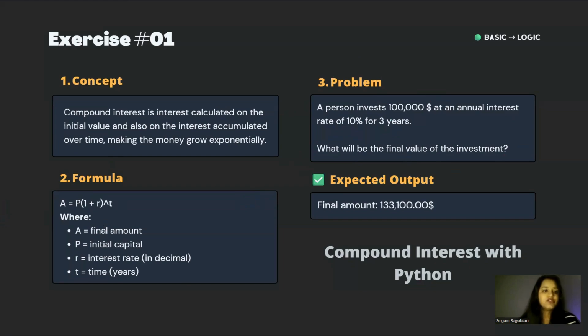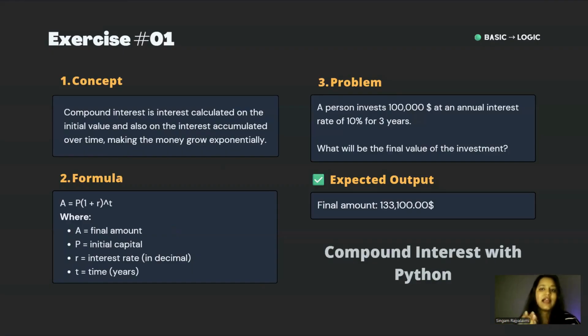So what we have to do is, first we will understand the concept of compound interest, and then we will see the formula, and then we have to read the problem, and then according to the formula we have to solve the problem. It's pretty simple. All we have to do is write the Python code to solve a particular problem, and the concept is right there. So first, let us understand what exactly compound interest is.